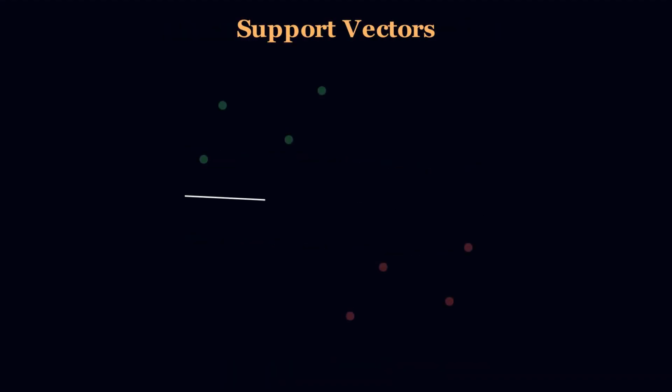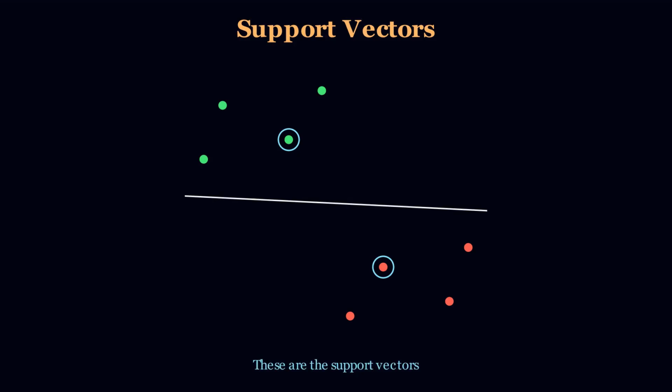Which points decide where that street actually sits? Not all of them. Only the points closest to the boundary, right on the edge of the street, matter. Those are called support vectors. Literally, they support the margin. Move a support vector and the boundary shifts. Move any other point, nothing changes. Most of your training data could vanish and the model wouldn't even notice.